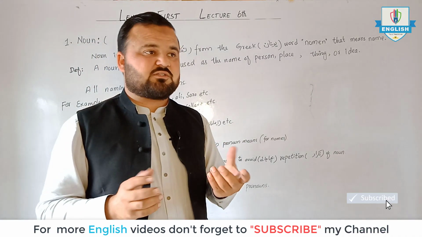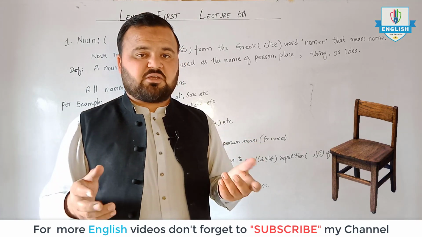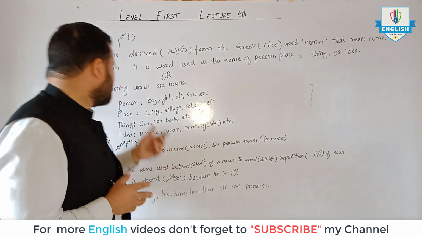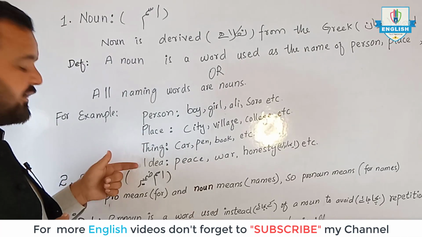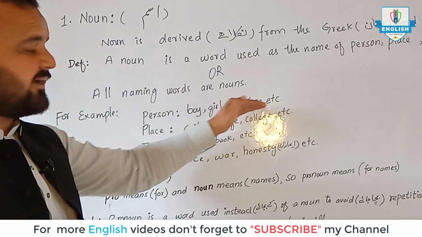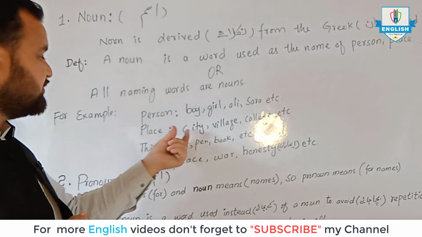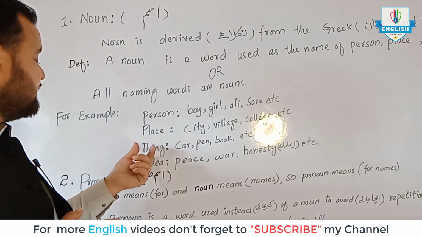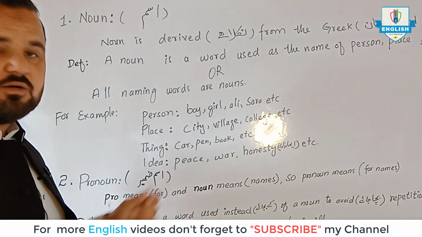Look around yourself, you will see in a room there will be a fan, a door, a window, a chair, a table and so many things. So these all things are nouns. Look at the example here. It is used for person, place, thing and idea. For person: boy, girl, Ali, Sarah, these all are names, so these are nouns. Place: these are also names, also called nouns. City, village, college, etc. Things: car, pen, book, etc. These all are names, so these are nouns.